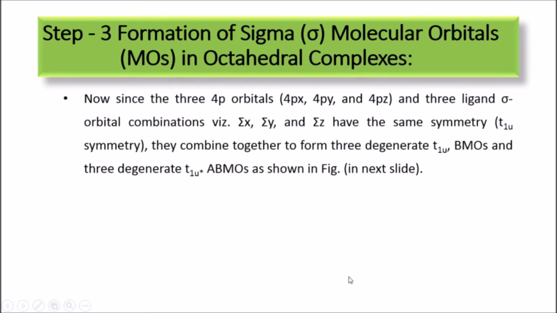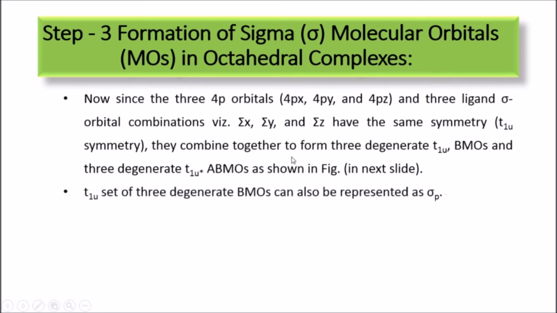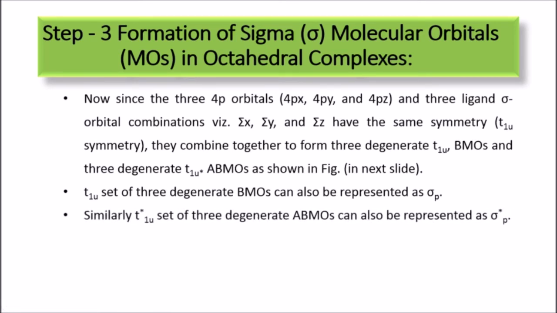Next, the 4p orbitals such as 4px, 4py and 4pz, and 3 ligand sigma orbitals, say for example sigma x, sigma y and sigma z, have the same symmetry, that is T1U symmetry, and they combine together to form 3 degenerate T1U BMOs and T1U star ABMOs, as we can see in our next slide. The T1U set of 3 degenerate BMOs can be represented as sigma p, and the T1U star set of 3 degenerate ABMOs can be represented by sigma star p.